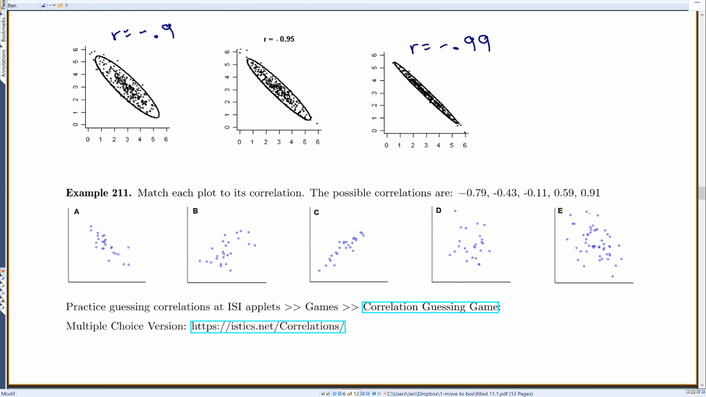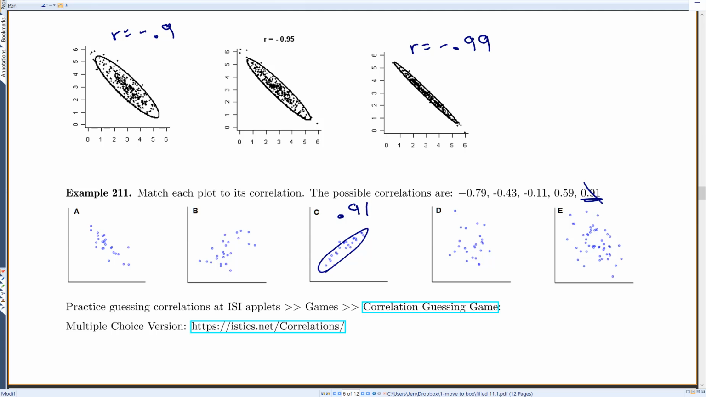Let's try this example. We want to match each plot to its correlation. So here's our possible correlations, and we need to figure out which one goes to which. I like to start with the strongest or highest numbers and work my way backwards. So like 0.91 is the biggest number there. It's positive, so I need one with the line going up. This seems to be the strongest. So this one seems to be a very strong correlation, and it's positive, so I'm guessing that one is 0.91.